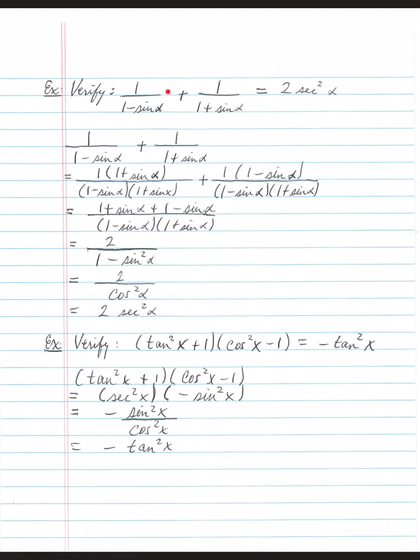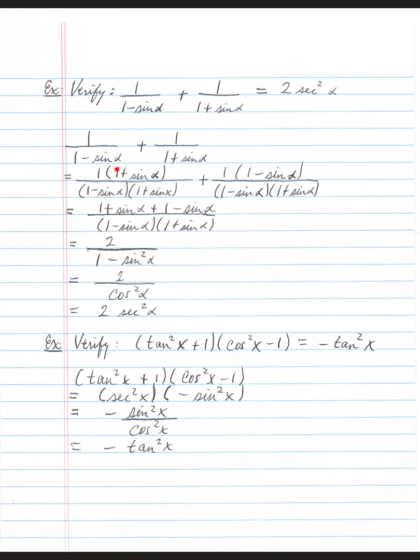Let's verify that 1 over 1 minus sine alpha plus 1 over 1 plus sine alpha is equal to 2 secant squared alpha. I'm going to start with the harder side. The sign difference requires us to use both denominators as the common denominator. So I'm going to multiply the first fraction by 1 plus sine alpha and the second fraction by 1 minus sine alpha. That will create a common denominator.